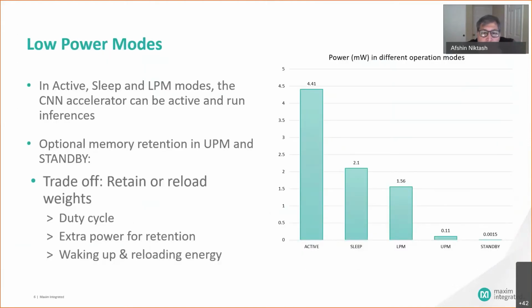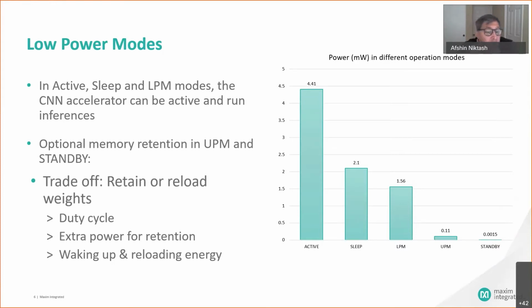Here, the chart shows the power consumption in different operation modes. You can see the significant power drop going from the active to sleep, and then from low power mode to the micro power and standby. When running in the sleep or low power, the CNN accelerator can be active. So the micro basically provides the data, goes to low power mode, and then gets an interrupt when the inference is done. In the micro power and standby mode, it's mostly used for the inactivity duty cycle.